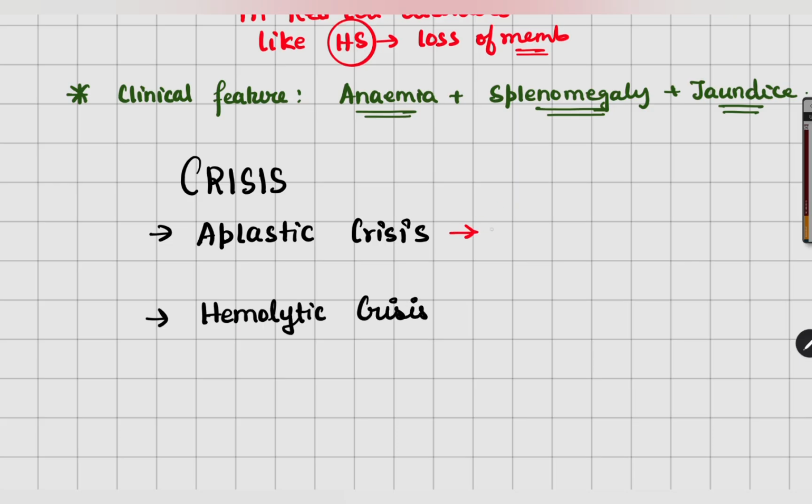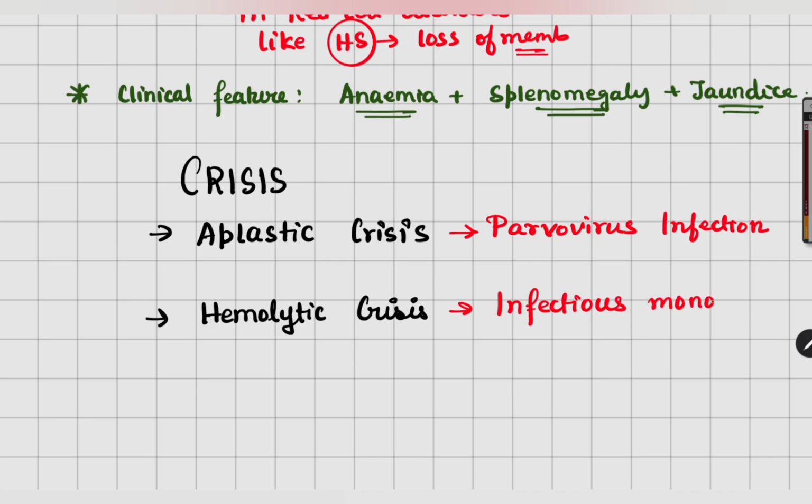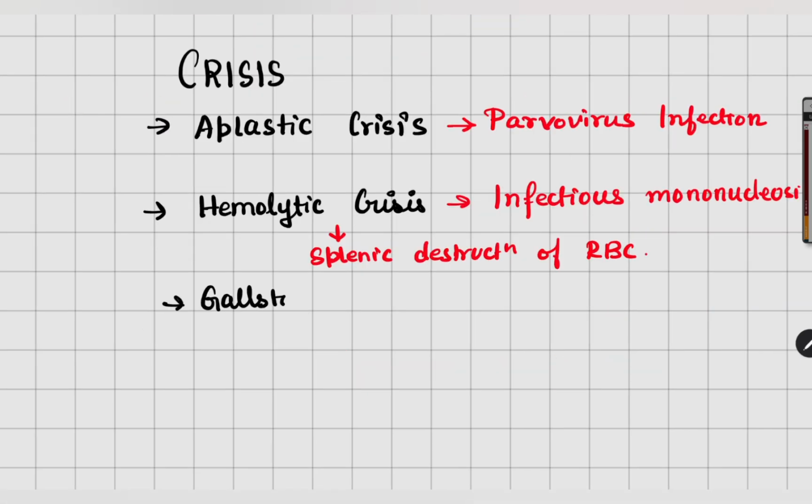It is a sudden halt in red blood cell production by the bone marrow, which is usually triggered by parvovirus B19. And hemolytic crisis is caused by infectious mononucleosis, where we have severe splenic destruction of RBC. Also, we can sometimes see gallstones in this case.